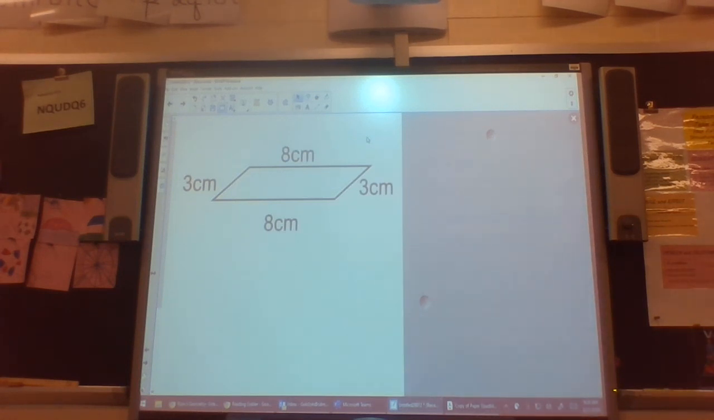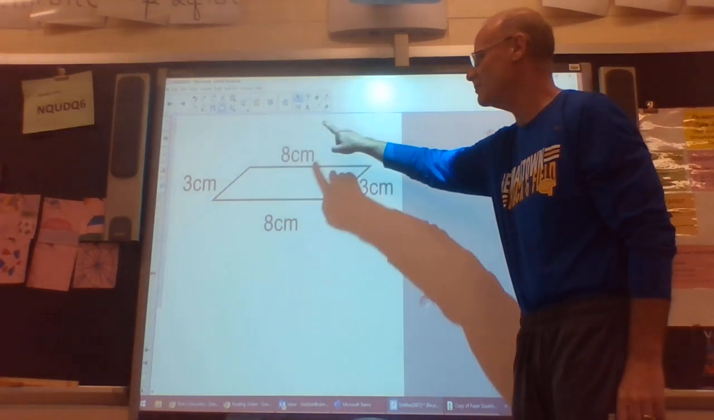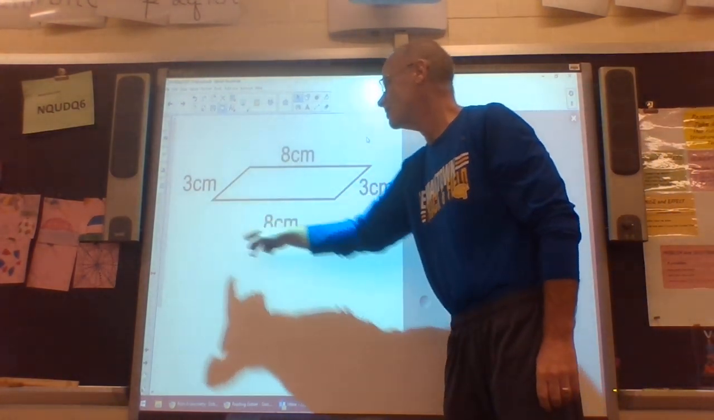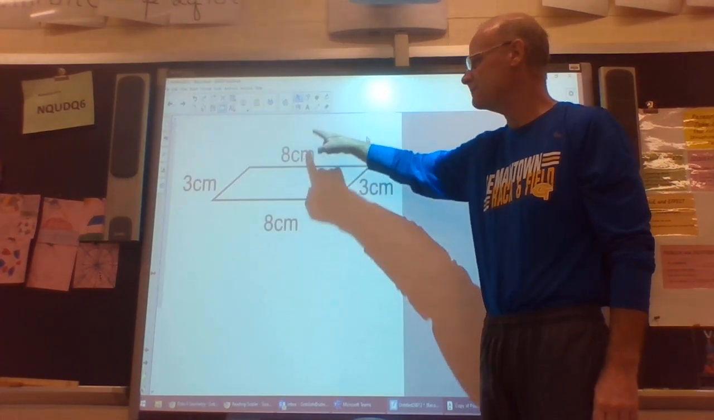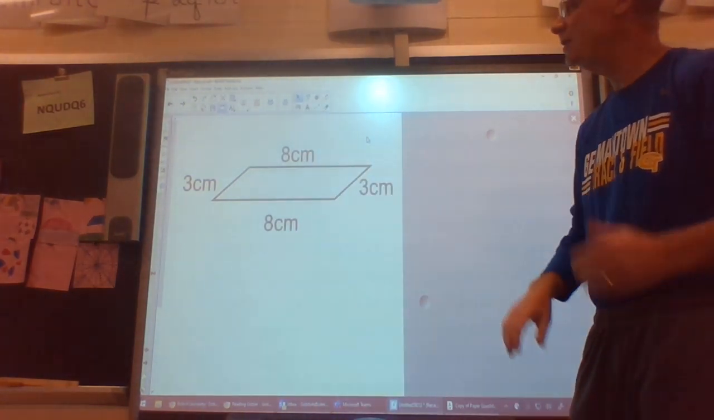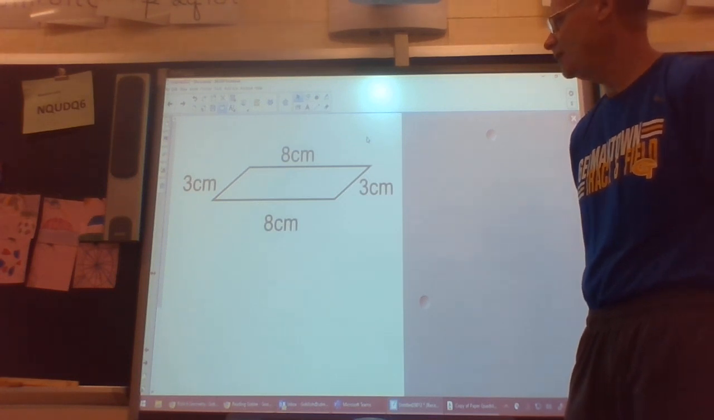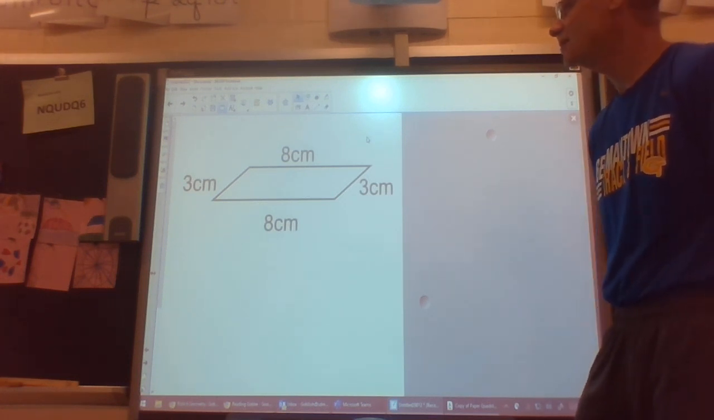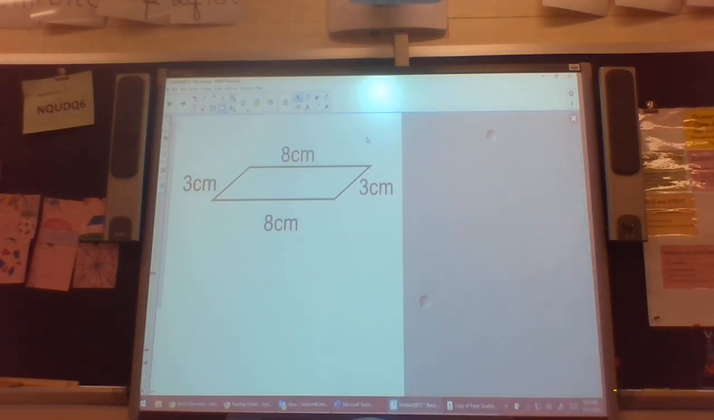Again, I marked my sides because I just like to mark them. That way I know and I remember to add them. So this one, I can either start and add going clockwise. I could add going counterclockwise. Or if I have doubles, I always like to add my doubles together. So I have 8 plus 8 is 16. And 3 plus 3 is 6. So my perimeter on this one would be 22 centimeters. I hope that's the same answer that you got.